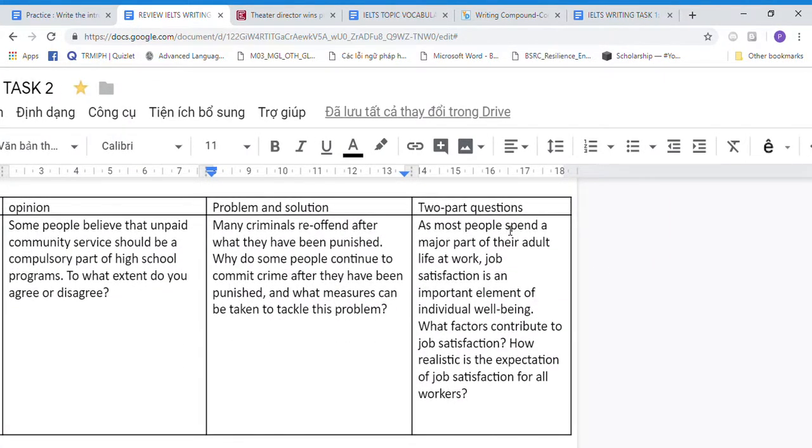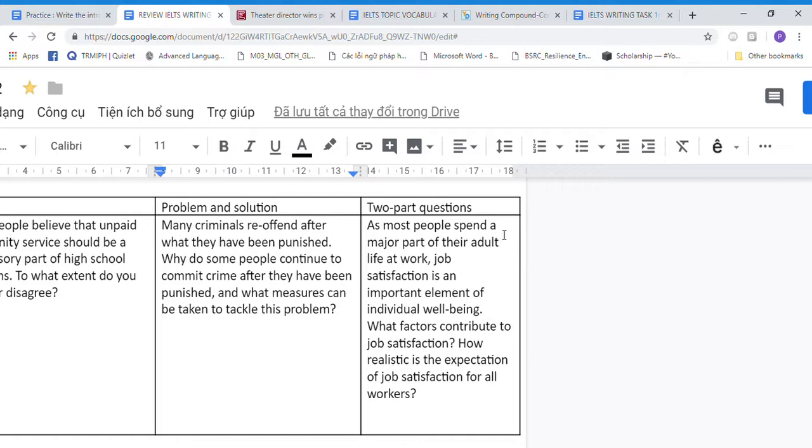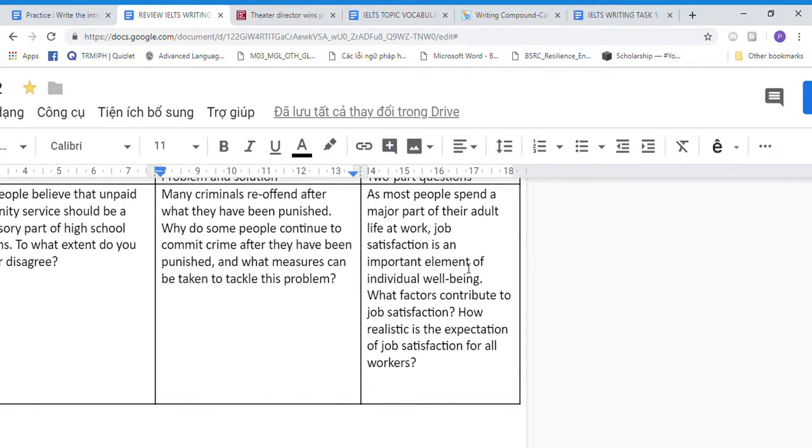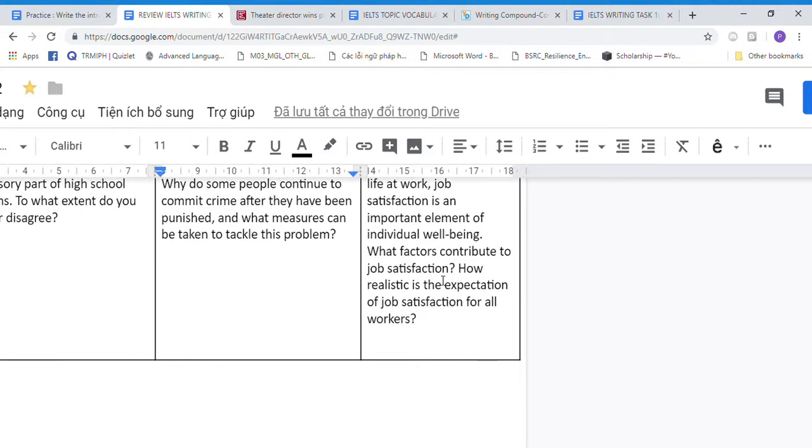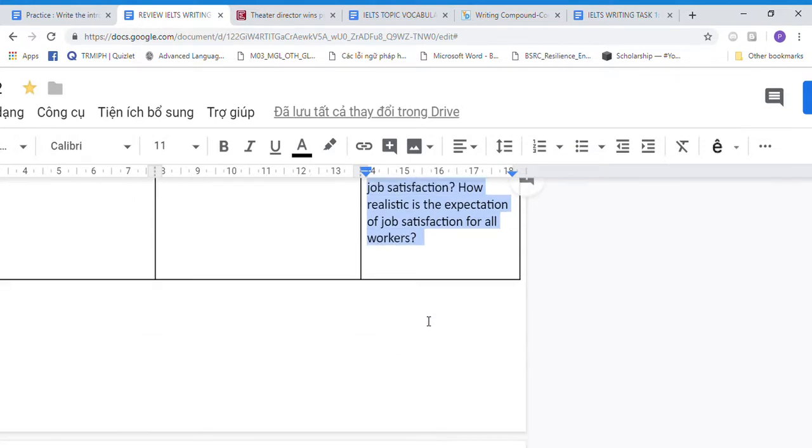Đó. So với dạng 3, as most people spend a major part of their adult life at work, job satisfaction is an important element of individual well-being. What factors? Thì nói chung là mình sẽ hình dung là cái mở bài mình phải để trả lời được 2 cái câu hỏi này.